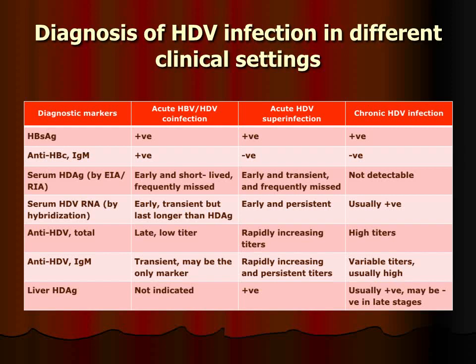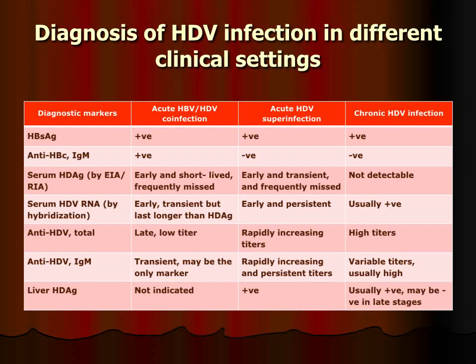Therefore, with co-infection of B and D, it is necessary to find the surface antigen, the IgM, the delta IgG, and the delta IgM. These four are important, and you can ask for PCR, but these are necessary.